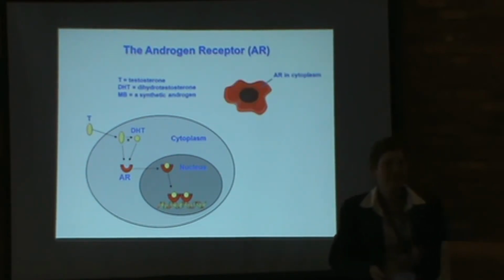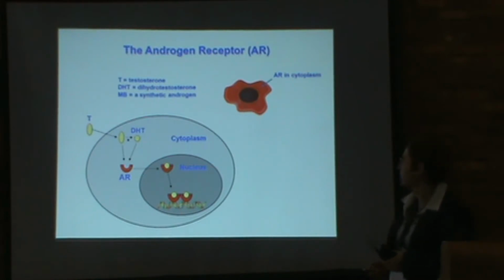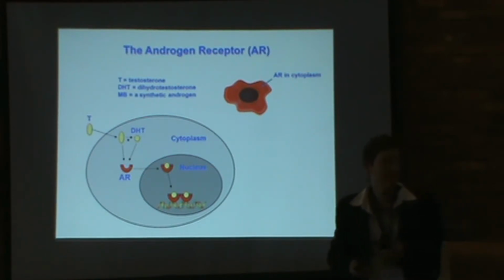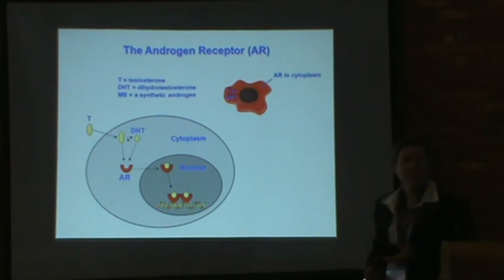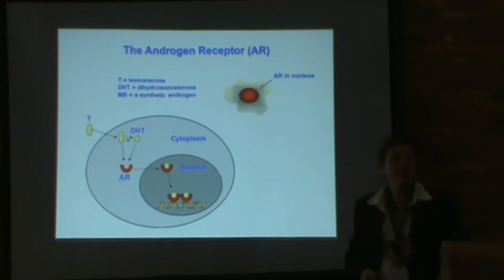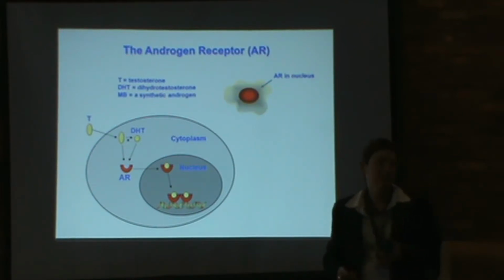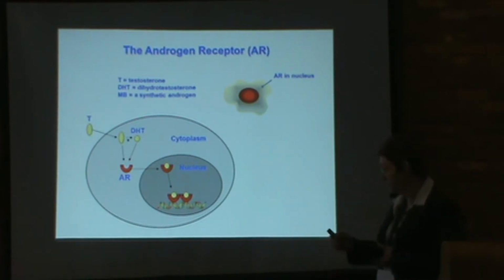So here's my little animation of the androgen receptor in the cytoplasm of the cell. In this case, the androgen receptor is red, because sometimes we can color the androgen receptor red or green, depending on what sort of microscopes we use to look at it. And then we can add testosterone or dihydrotestosterone to the cells. And then actually, in real time, about 4 hours or so, the androgen receptor goes to the nucleus of the cell.